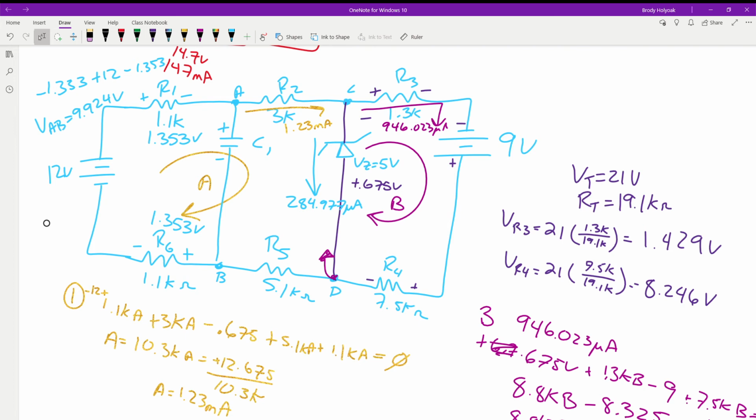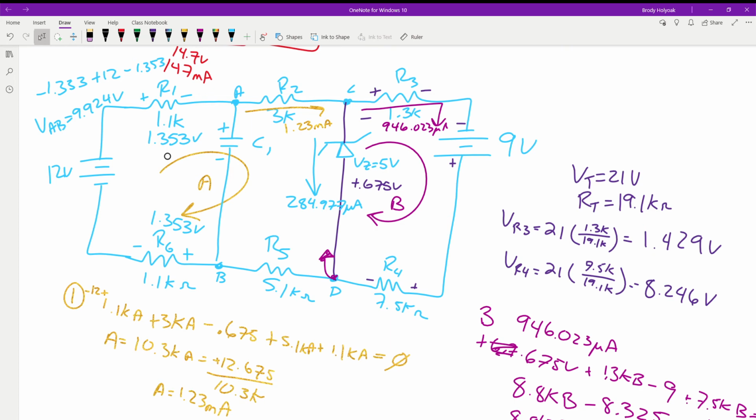Because we have 1.23 milliamps going through R2, we also have 1.23 milliamps going through R1, because how much current do we have going through C1? 0. Because it's a capacitor with DC. It's fully charged. It's going to register as an open. And this is the value that it's going to charge to. So almost 10 volts. So we got the 1.23 milliamps times our 1.1 k ohms gives us the 1.353 volts.